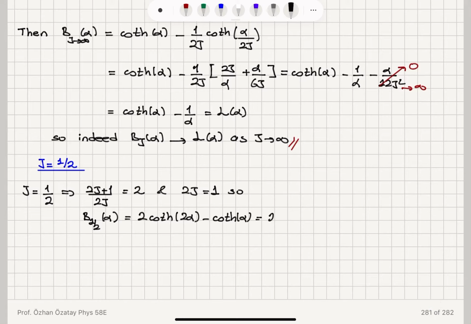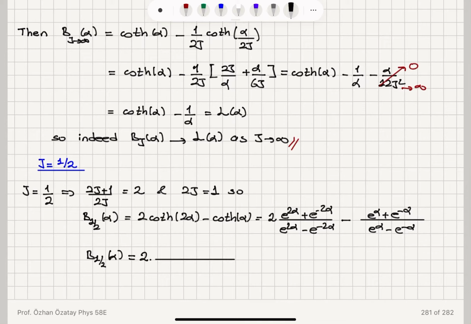if I plug in the meaning of cotangent hyperbolic, this is e to the 2 alpha plus e to the minus 2 alpha divided by e to the 2 alpha minus e to the minus 2 alpha. And then I have minus cotangent hyperbolic alpha, which is e to the alpha plus e to the minus alpha divided by e to the alpha minus e to the minus alpha. So the Brillouin function at j equals 1/2 as a function of alpha is 2 times e to the 2 alpha plus e to the minus 2 alpha.